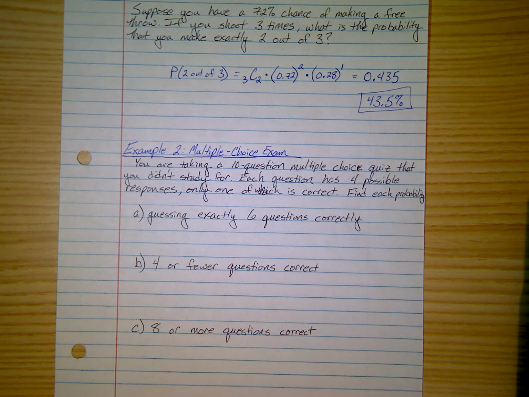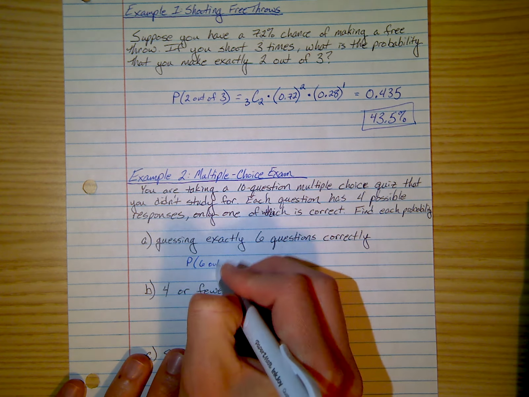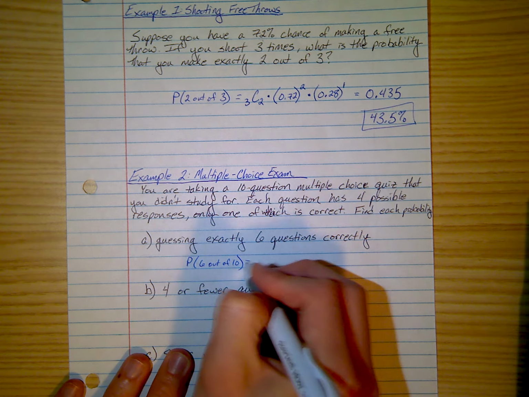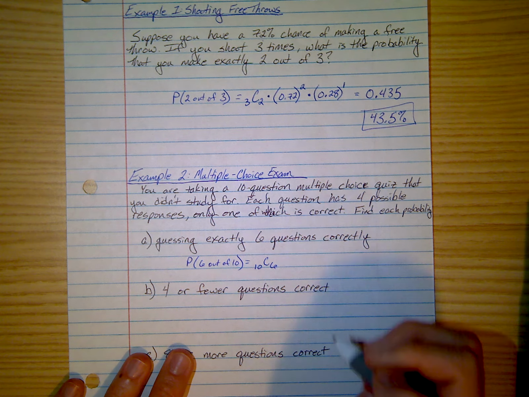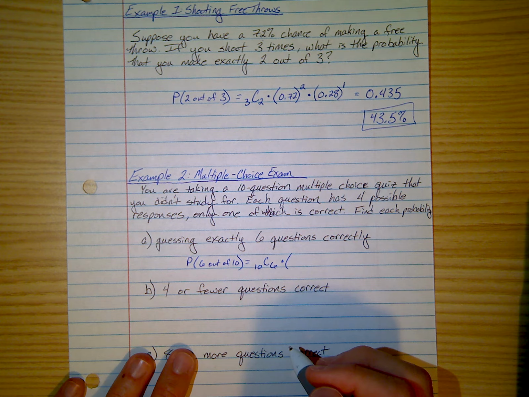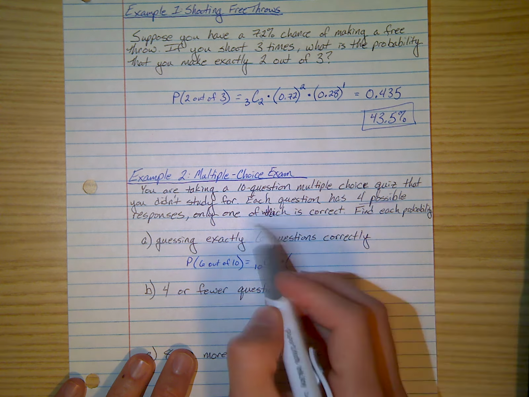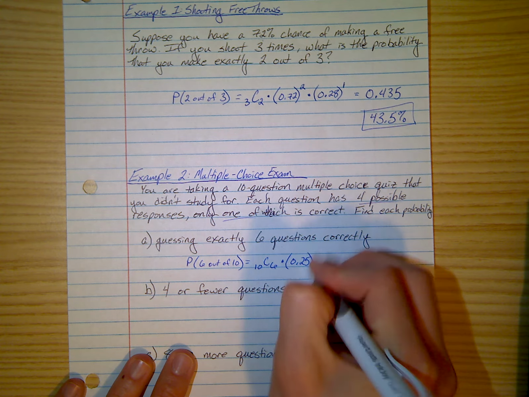So you are just blindly guessing. You're not even reading the question really. You're just picking an answer. What is the probability of getting 6 of those 10 questions correct? Well, the probability of 6 out of 10 would be, you have 10 trials, you need to have 6 successes, times, well, what is the probability of success here? If it's got 4 possibles and only one's correct, your probability of success is 0.25.